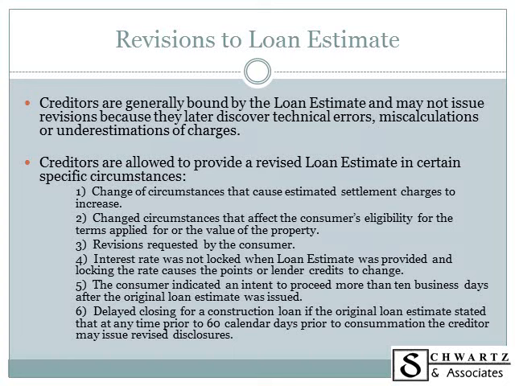These are change of circumstances that cause estimated settlement charges to increase, a change of circumstances that affect the consumer's eligibility for the terms applied for or the value of the property, revisions requested by the consumer, in instances where the interest rate was not locked when the loan estimate was provided, and locking the rate causes the points or lender credits to change, the consumer indicates intent to proceed more than 10 business days after the original loan estimate was issued, and finally, the delayed closing for a construction loan if the original loan estimate stated that at any time prior to 60 calendar days before consummation, the creditor may issue a revised disclosure.